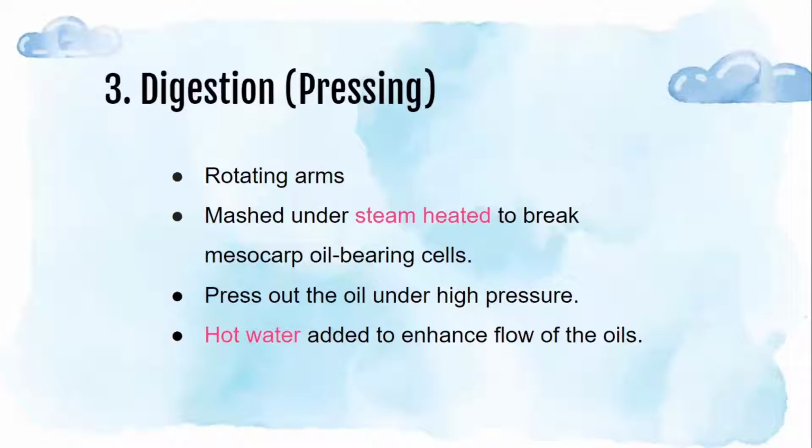Third is digesting or pressing. This process uses rotating arms where the fruit that has been collected is mashed under steam heat to break the mesocarp oil-bearing cells, and the oil is pressed out under high pressure. Hot water is used to enhance the flow of the oil. This one generates water waste.